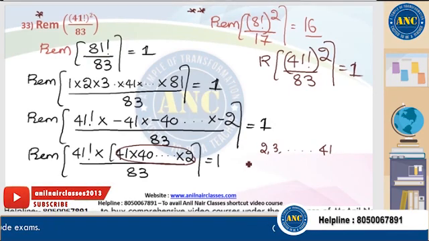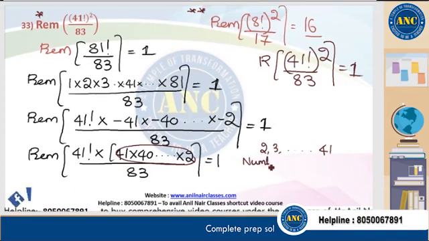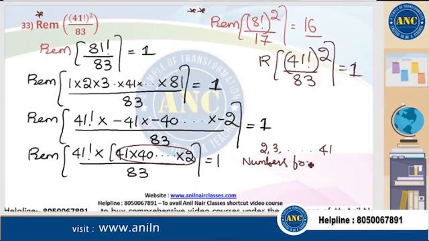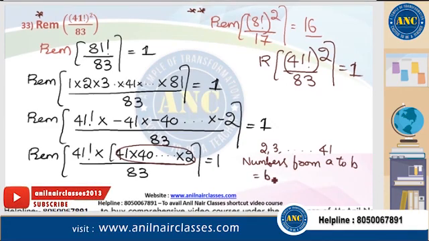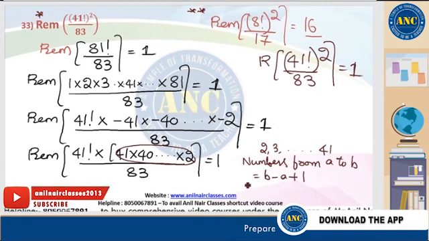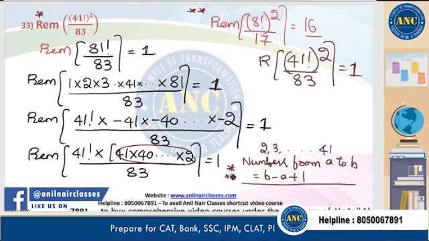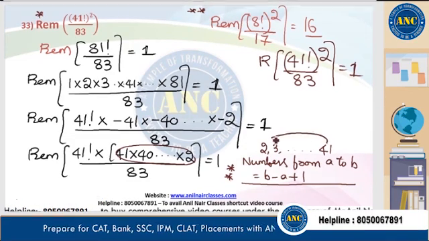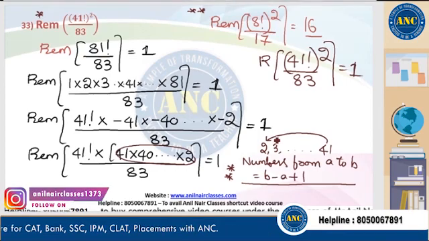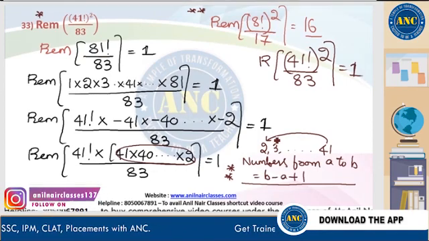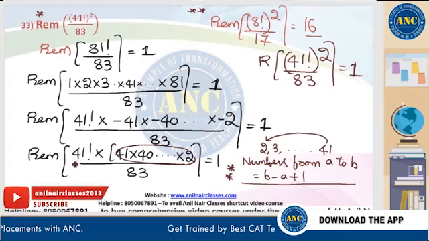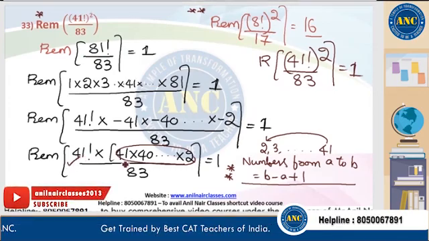2, 3, 4 till 41. So, numbers from A to B. It is nothing but B minus A plus 1. Numbers from A to B is B minus A plus 1. 41 minus 2 is 39. 39 plus 1 is 40. I hope it is clear. 41 factorial. Idea is clear, right, sir?